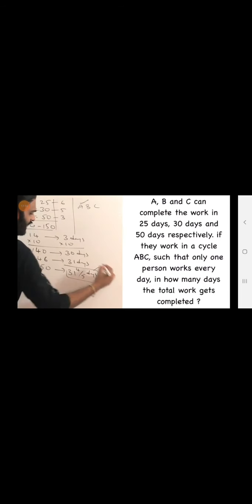The next day B will be working. B can complete 5 parts. The work left is only 4 parts. So the work gets completed, not in the entire day, but they will be taking an extra 4 by 5 days. So your answer for this question is 31, 4 by 5 days. This is when the cycle is ABC.